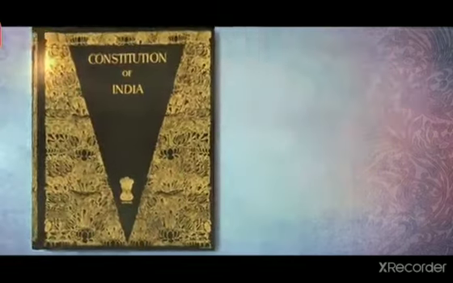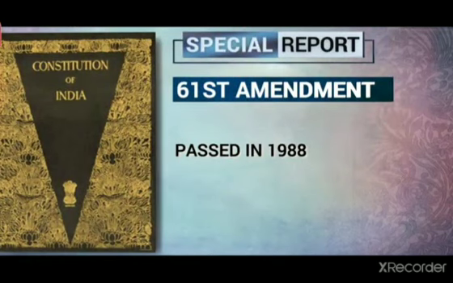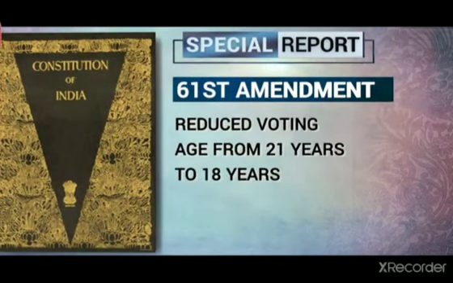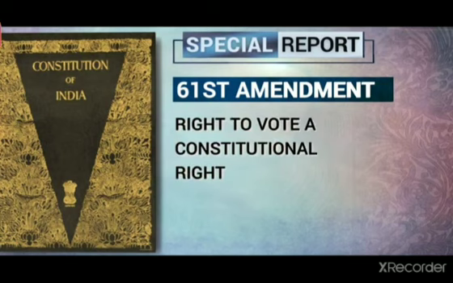Passed by the Rajiv Gandhi government in 1988, the 61st Amendment reduced the voting age from 21 years to 18 years, making the right to vote a constitutional right.